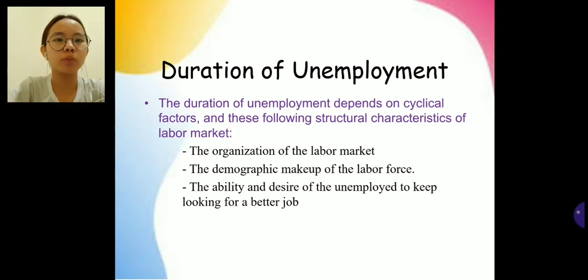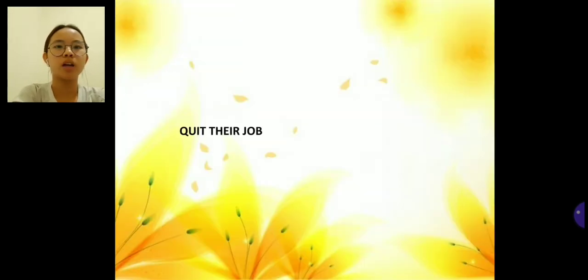This includes the presence or absence of employment agencies and also the youth employment service. The second is the demographic makeup of the labor force, and the last is the ability and desire of the unemployed to keep looking for a better job, which depends in part on the availability of unemployment benefits. And people who have worked, this is the explanation about the third structural factor.